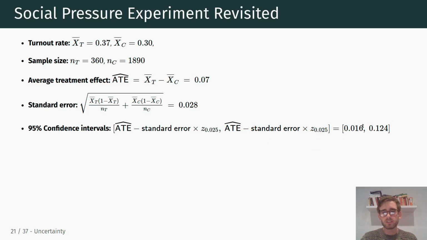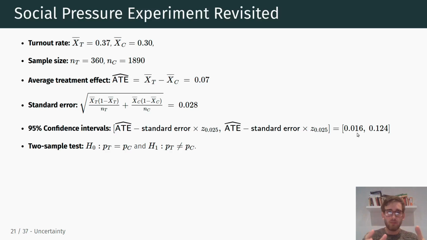The confidence interval that we compute is 0.016 and 0.124, which of course does not include 0. So if the null hypothesis is that there's no difference between the treatment group and the control group, we can already say, based on the 95% confidence interval, that we would reject that null hypothesis at a 5% significance level, because the 95% confidence interval does not include 0.